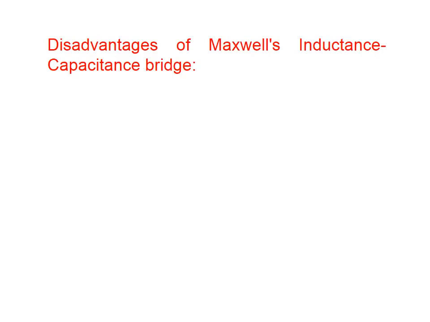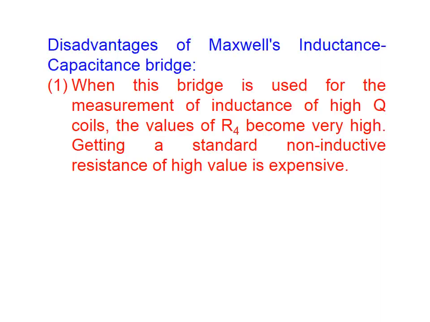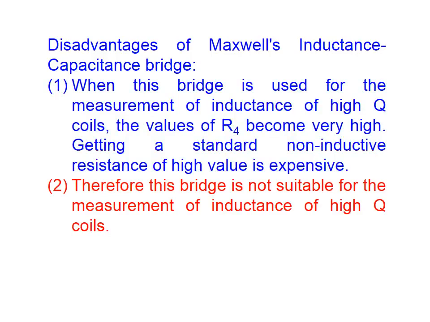Let us quickly discuss the disadvantages of Maxwell's inductance capacitance bridge. When this bridge is used for the measurement of inductance of high Q coils, the value of R4 becomes very high. Getting a standard non-inductive resistance of high value is pretty expensive. Therefore, this bridge is not suitable for the measurement of inductance of high Q coils.